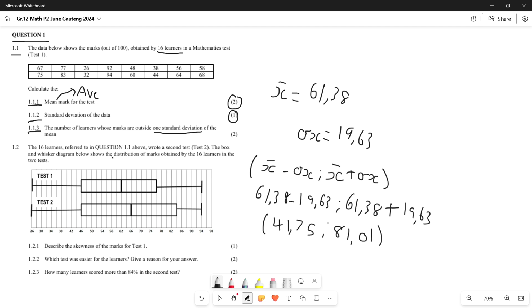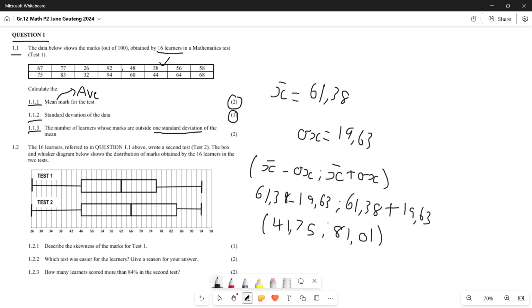What this means is that when we reference the question again, it says the number of learners whose marks are outside one standard deviation of the mean. So that means we have a range with which we can look at these values here and see which of these values do not fall within this range, from the lowest being 41,75 to the highest being 81,01, which means we can just go ahead and count them. These aren't in ascending order, so we just have to look for them.